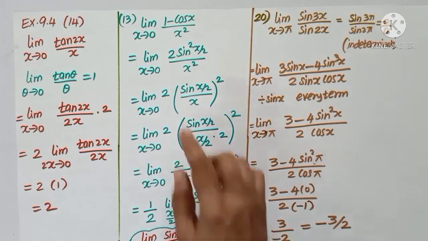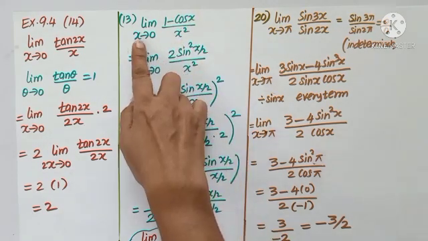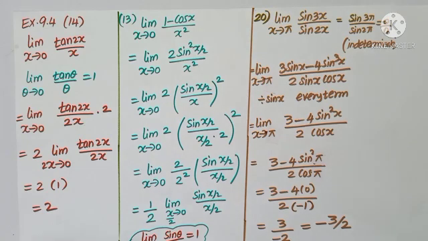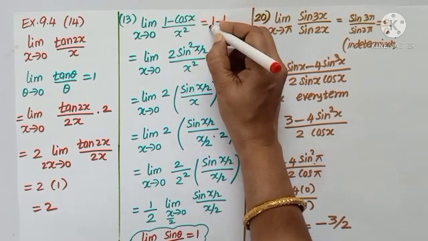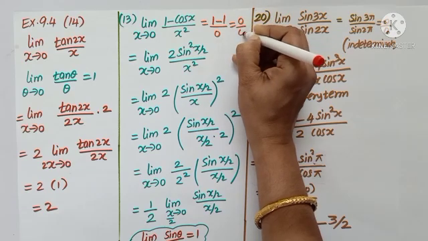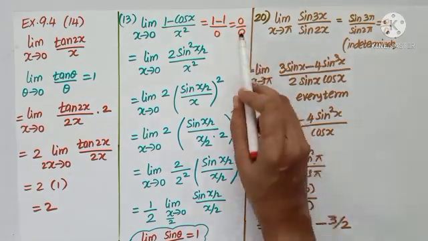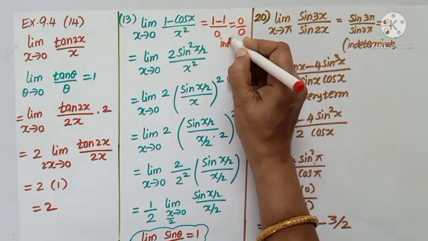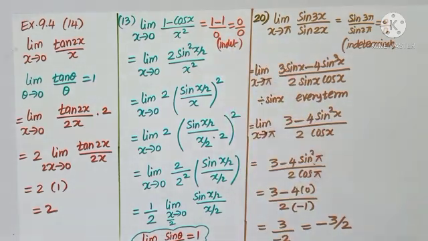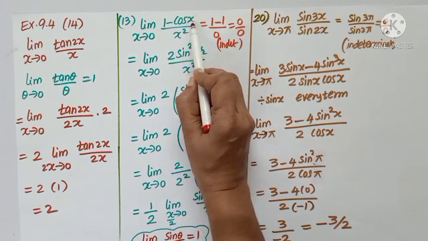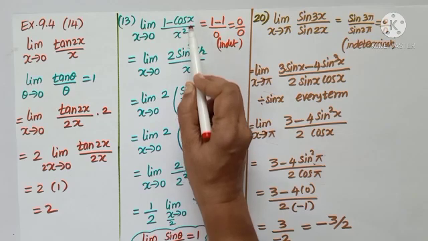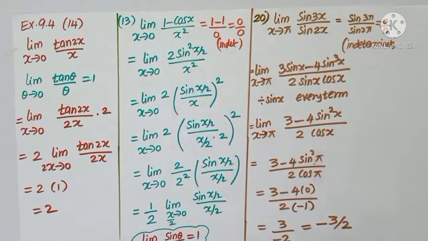13th problem. Limit x tends to 0, 1 minus cos x by x square. If I directly put x becoming 0, I get 1 minus cos 0 is 1 minus 1, that is 0 by 0 pattern. Whenever you have 0 by 0, I call it indeterminate. So let us use trigonometry to reduce the problem. 1 minus cos x formula is 2 sin square of whatever is here by 2. So 2 sin square x by 2, denominator x square.